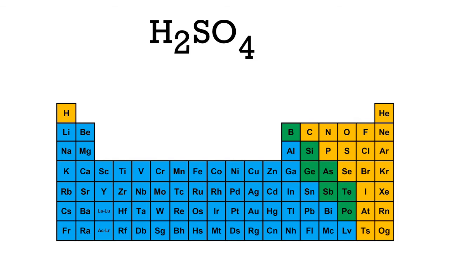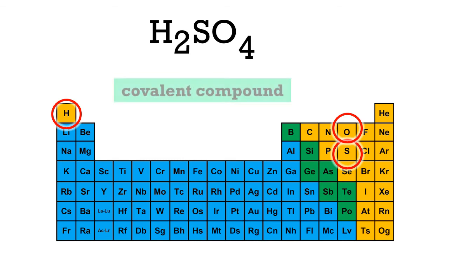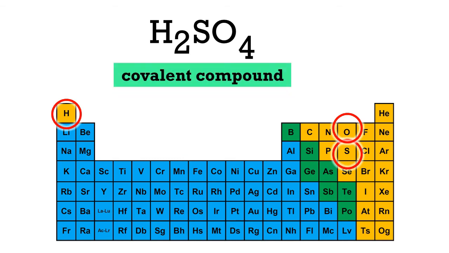Now let's try some complicated looking formulas. We have H2SO4, or sulfuric acid. We have three elements here: hydrogen, sulfur, and oxygen. We already know that hydrogen is a nonmetal. Notice that both sulfur and oxygen are located to the right side of the metalloids, so these elements are nonmetals. All three elements in H2SO4 are nonmetals, therefore, it's a covalent compound.